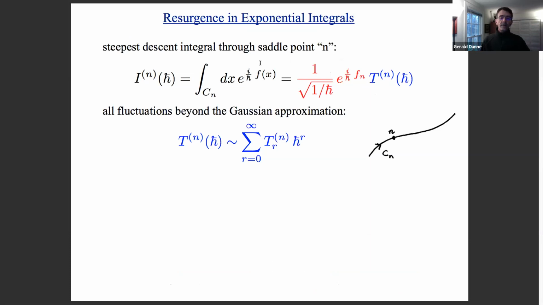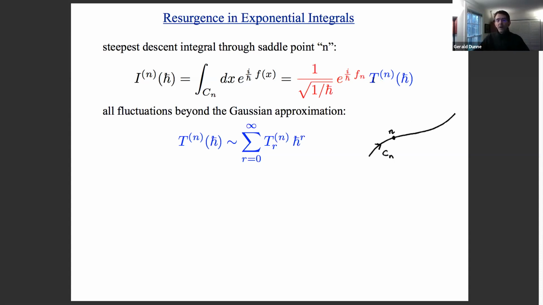If we go back to this ordinary exponential integral, where this function f in the exponent, think of it like the action, has multiple critical points, let's say at least two. And let's talk about the expansion near one of the saddle points, let's call it number n. And let's suppose that C_n is the steepest descent contour that goes through that particular saddle point. Once you're going on a steepest descent contour, this is a completely well-defined integral. You can calculate it in any number of ways. The dominant contribution, of course, is this exponential factor. The Gaussian fluctuations give you something like this.